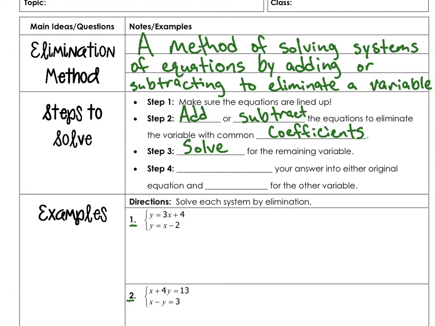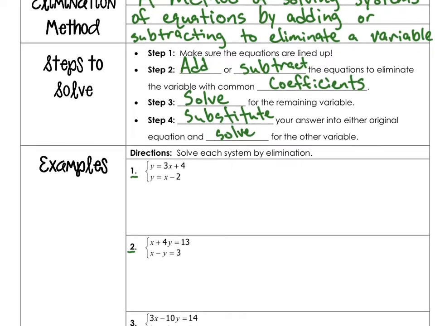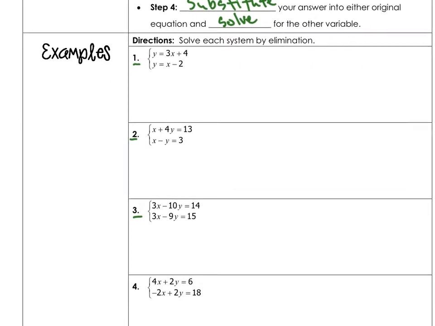Step 4. Once we know what this one variable is, we're going to have to substitute our answer into either original equation and solve for the other variable. So what does that look like? Well, we're going to jump into it right now. I'm going to go ahead and move this up, so hopefully you have that down. Or if you're just following along, that's okay.